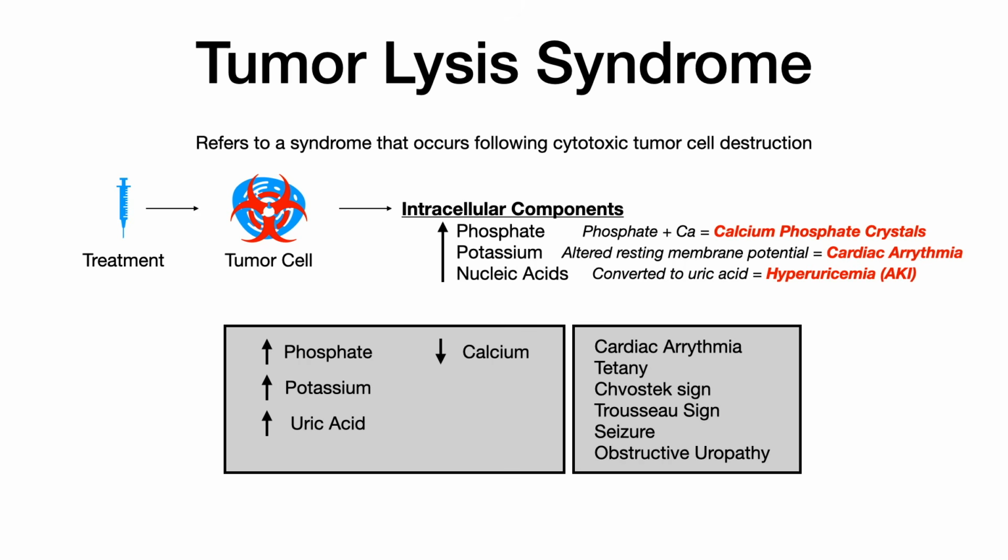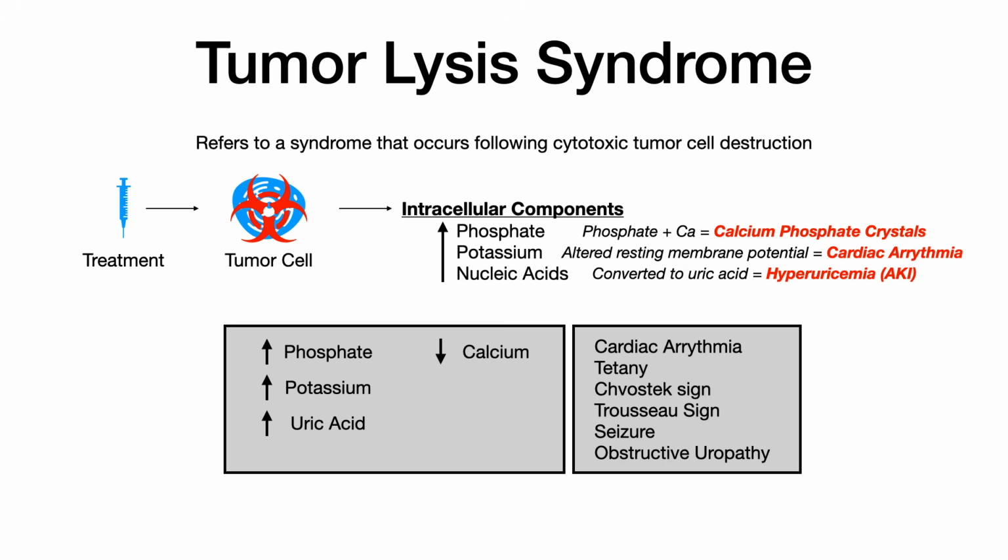Now, what you'll see on your exam, of course, on the left here, we've got our lab findings, and on the right, we have some associated clinical features. On the left, we deal, like I said, with increased levels of phosphate, increased potassium, increased nucleic acids, and by extension, increased uric acid, and decreased free calcium. Again, that phosphate binds up the calcium, so you actually get hypocalcemia if you're looking at labs.